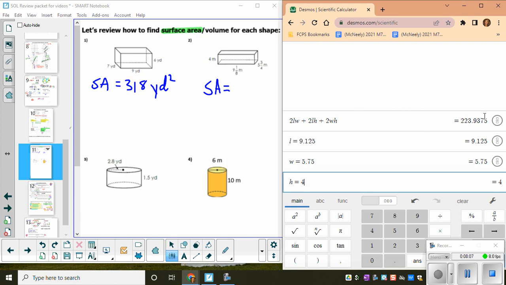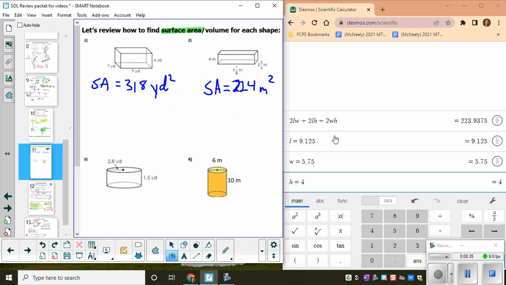And for this surface area, we'd get 223.9375. And just for the sake of simplicity, because I'm doing a review video, let's take this 0.9 and bump it up, and let's just make that a 224. Okay, so 224, and then it'd be square meters. All right, so 224 and 318, those were our answers. Sorry, this 2 looks a little weird. Let me fix that. So we got 224.